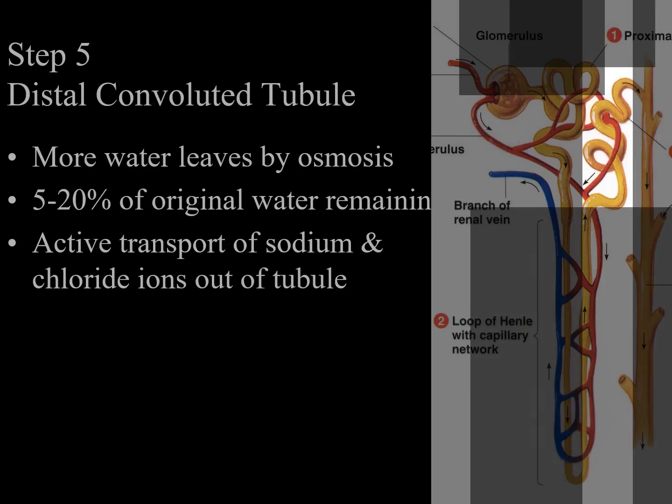Step 5 takes place in the distal convoluted tubule, and in the distal convoluted tubule, more water is leaving the ultrafiltrate by osmosis, so that's passive transport. By the time we get to the end of it, we've got anywhere from 5 to 20% of the original water remaining in the ultrafiltrate. And then there's more active transport of sodium and chloride ions out of the tubule. The little bit that's left is still being actively transported out of the tubule and back into that interstitial fluid that's around the tubule.